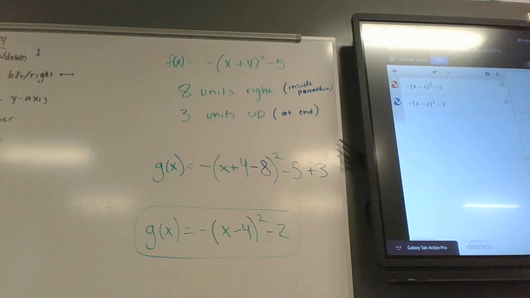So there it is. This is the one that we wrote by plugging in 8 and a 3. Let's see how it moves. So this was F, this is G. So I'm going to count 1, 2, 3, 4, 5, 6, 7, 8. And then up 1, 2, 3. And sure enough, it is right 8 and up 3. Because we put those numbers in correctly. Okay? So as you're hashing this out and figuring it out, the visual check is really helpful. Go to desmos.com and check it out.